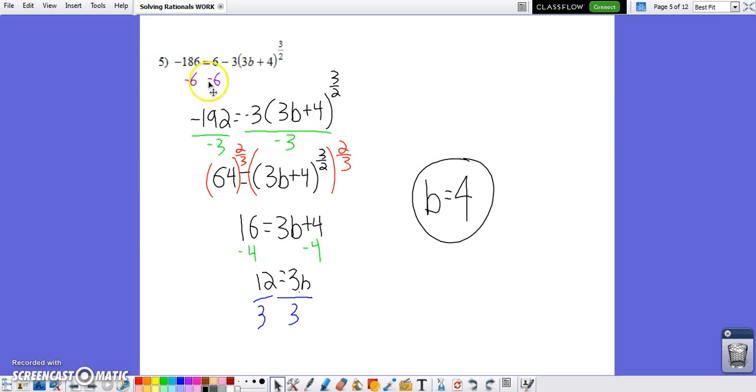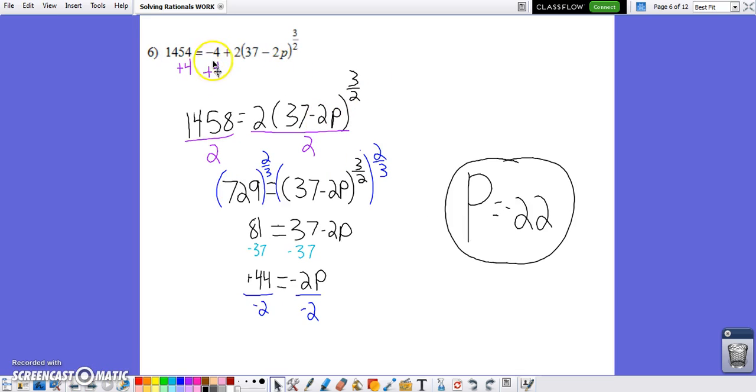3/2 power, again, subtract 6 first, and then divide by a negative 3. I must do that in order to isolate the item with the exponent. Then I take the reciprocal exponent of 2/3 to both sides, because when you have a power to a power there, you multiply. Then the gooey nougaty center falls on out. It's 3b plus 4, and 64 to the 2/3 power is 16. I then subtract 4, gives me 12, and divide by 3, which is 4.